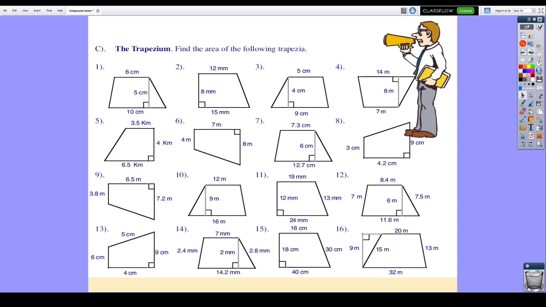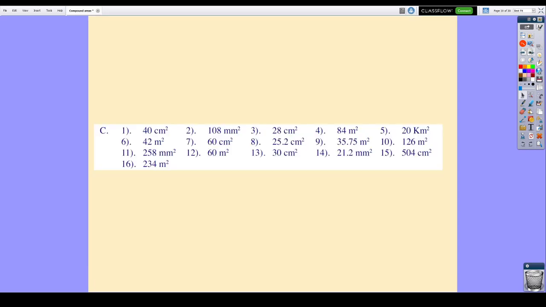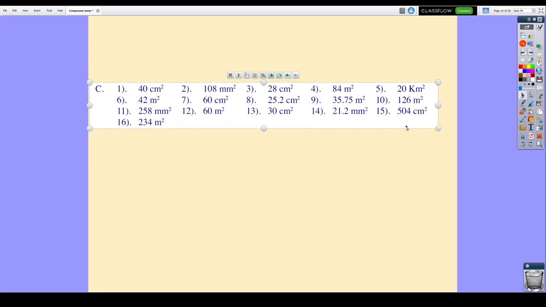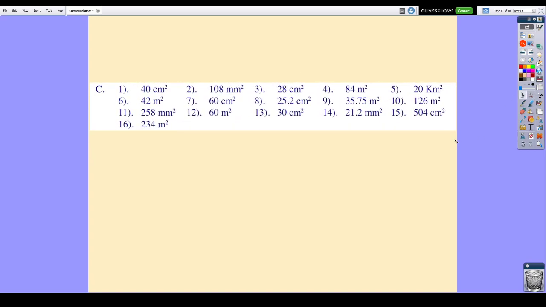Okay, on to answers then. So if you can self-mark your own work on this, that would be fantastic. And then we can move on to our next part of our work. Okay, so if you can self-mark your own work, and when you are ready, then we can move on with the video. So pause until you've had a go at marking those.